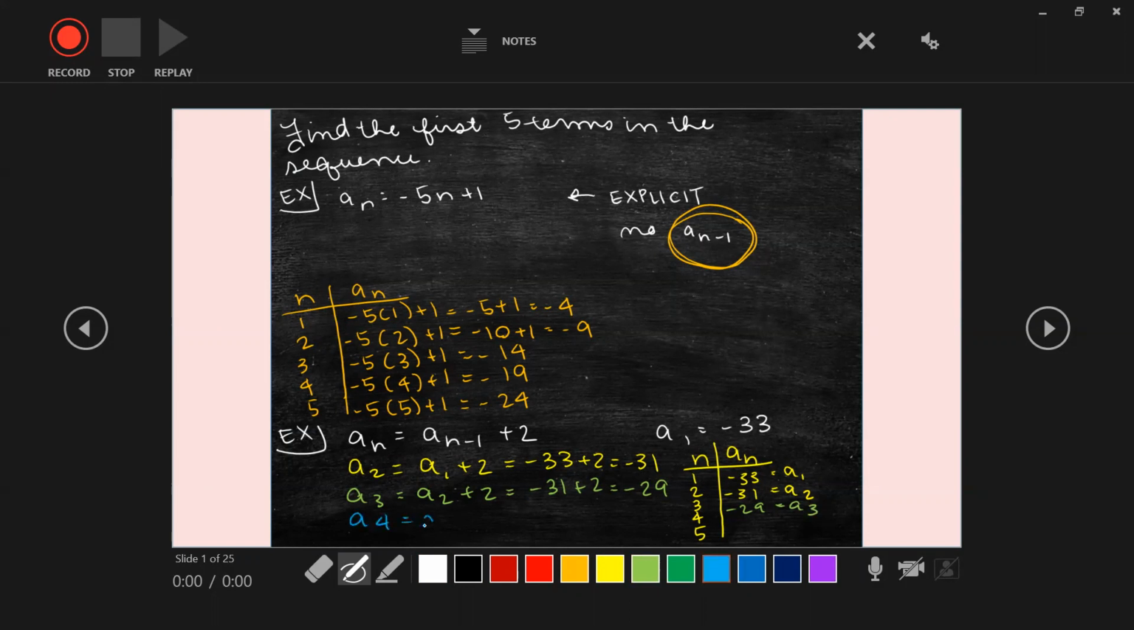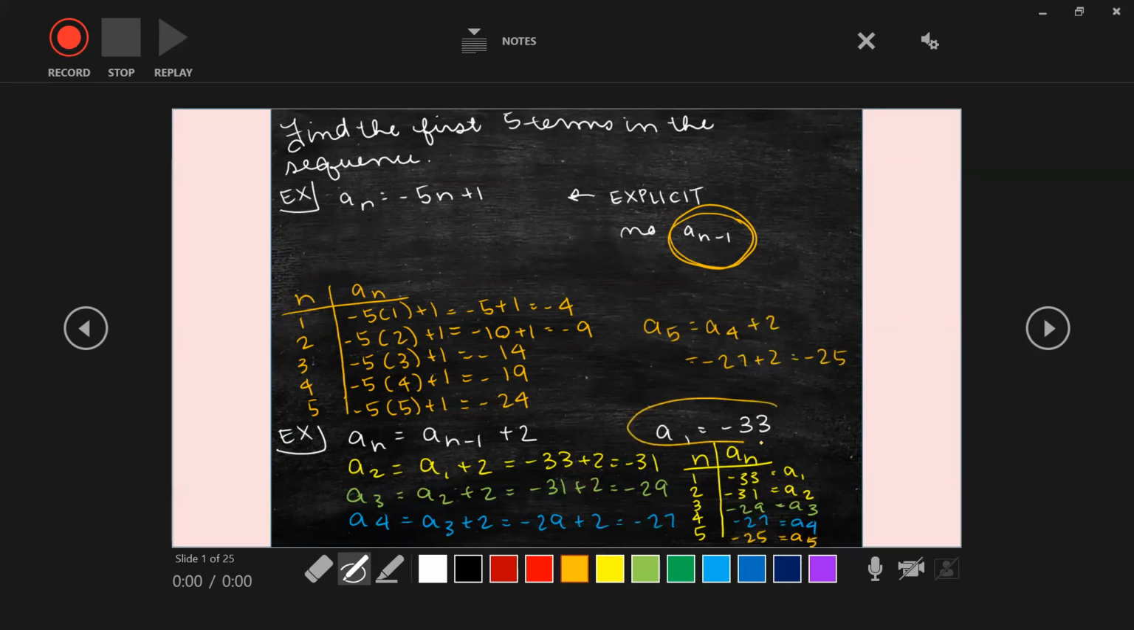A sub 4 is equal to a sub 3 plus 2, which is going to be negative 29 plus 2, or negative 27, which is going to be my a sub 4. A sub 5 shouldn't be too hard now because we are just going to use the preceding term, a sub 4 plus 2, which is going to be negative 27 plus 2, or negative 25. So negative 25 is equal to a sub 5. And that's your answer.